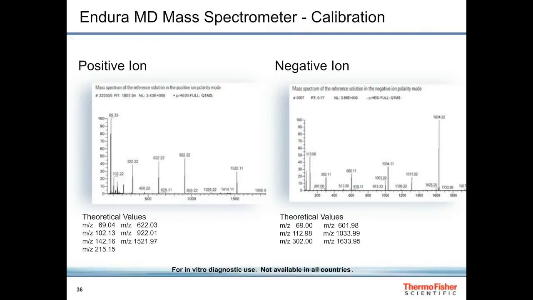The mass calibration of the Endura MD is accomplished by infusing a calibration solution of analytes with positive and negative mass to charge values that you see here. The control software of the Endura MD mass spectrometer does the calibration automatically.